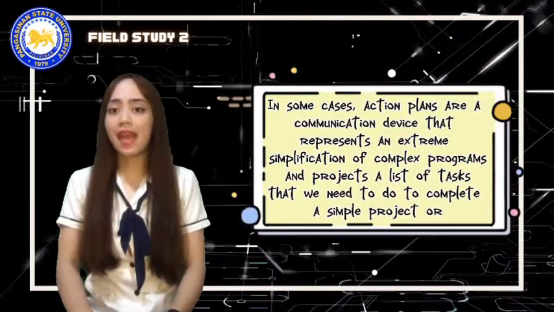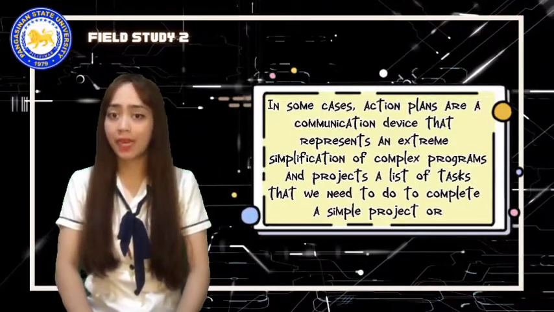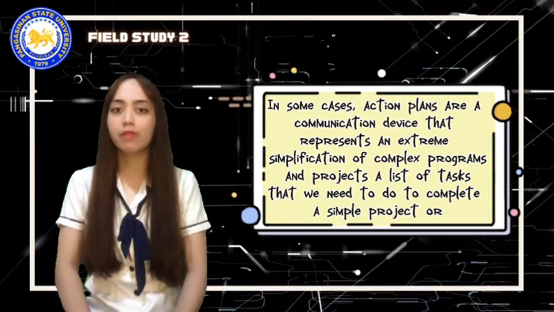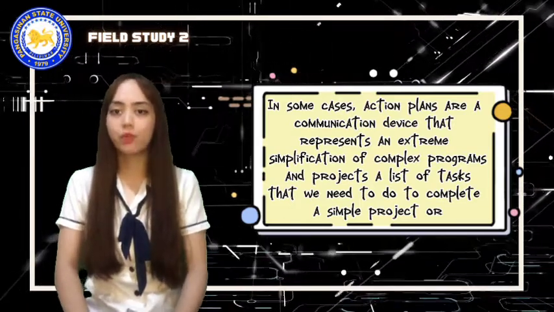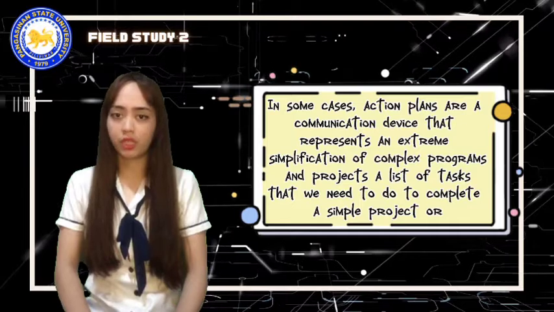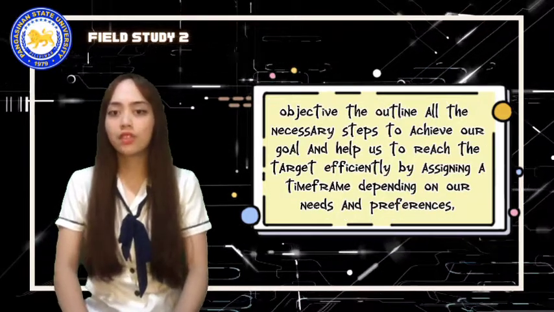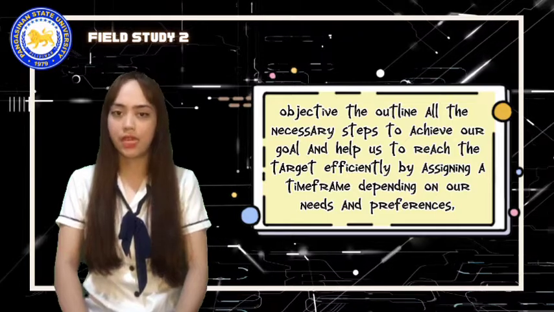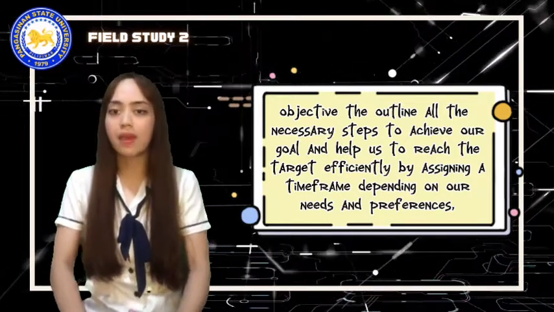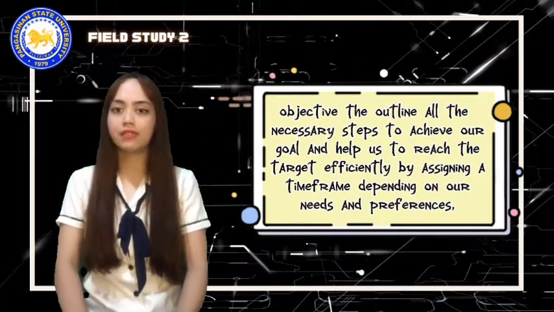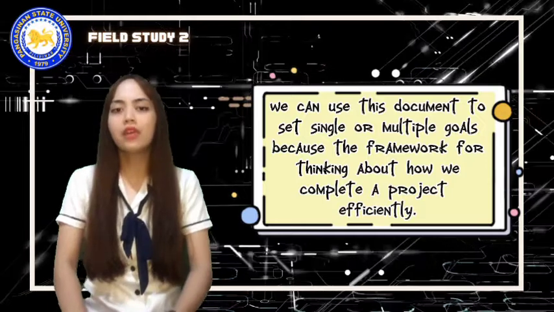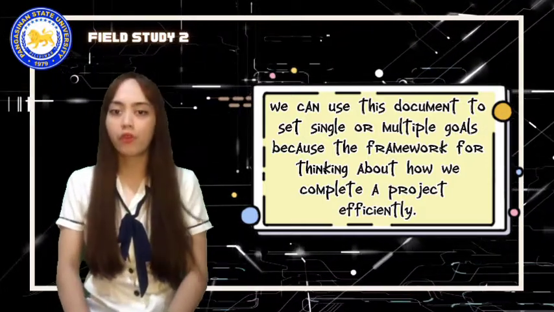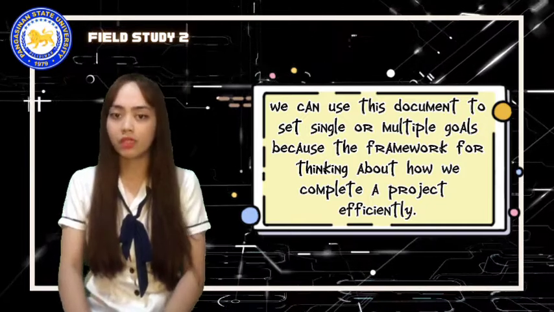In some cases, action plans are a communication device that represents an extreme simplification of complex programs and projects, a list of tasks that we need to do to complete a simple project or objective. They outline all the necessary steps to achieve our goal and help us to reach the target efficiently by assigning a time frame depending on our needs and preferences. We can use this document to set a single or multiple goals because that's the framework for thinking about how we complete a project efficiently.